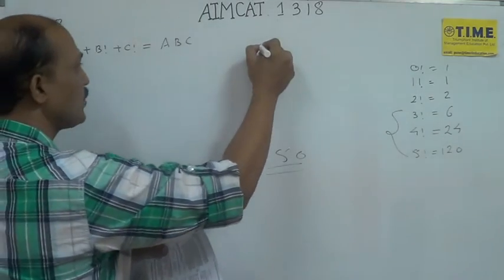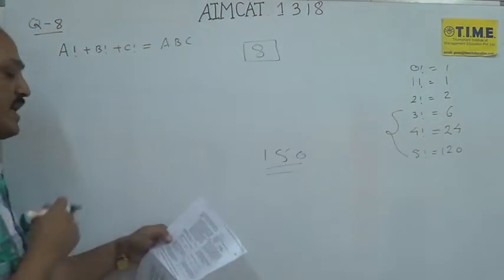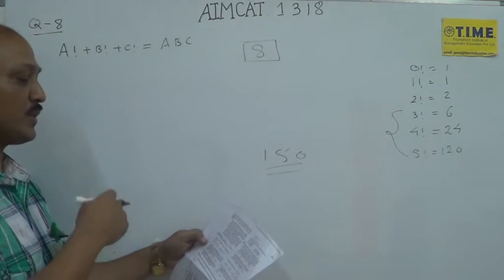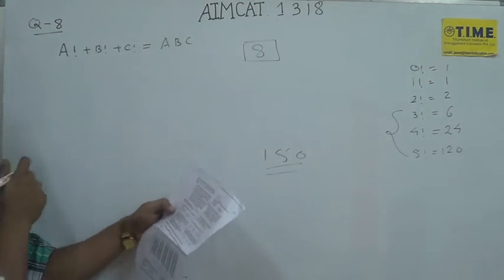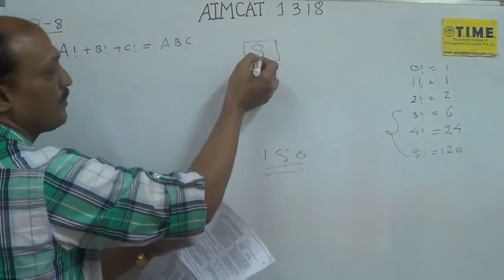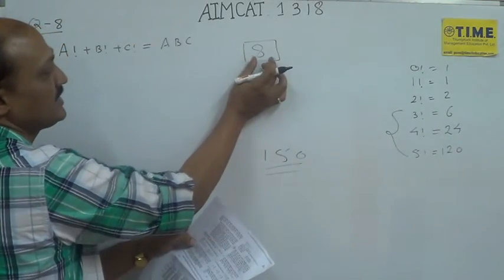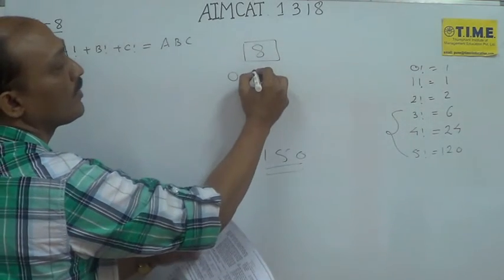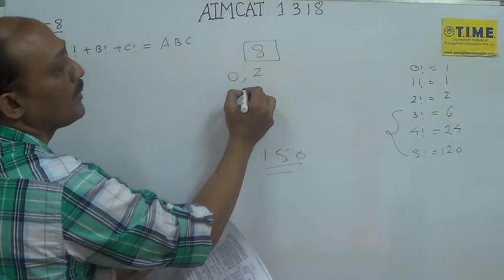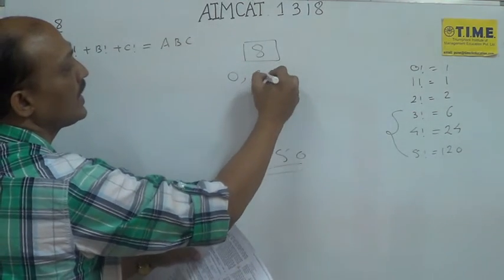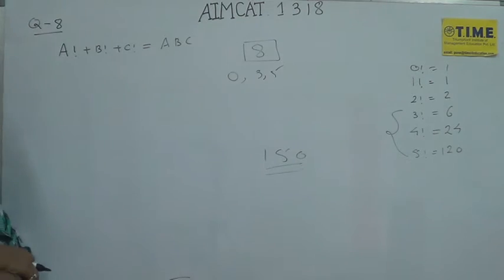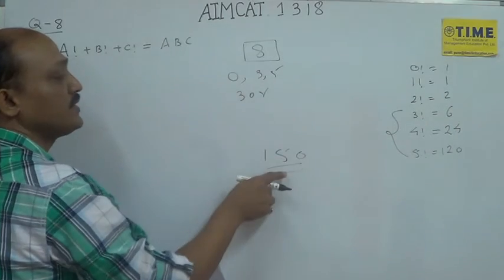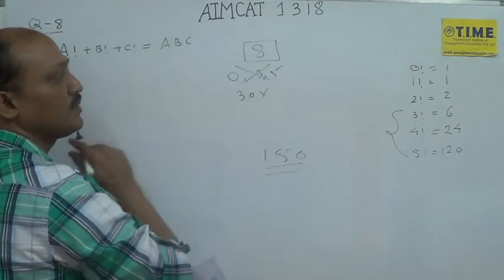For example, the first option is 8. When I say the first option is 8, it means it's a possible answer to the question: what is the sum of the values of a, b, c? Among the digits, the combinations of 3 digits whose sum is 8: first is 0, 3 and 5. The minimum 3-digit number I can form with this combination is 305, which is way beyond 150. So, this combination is not possible.